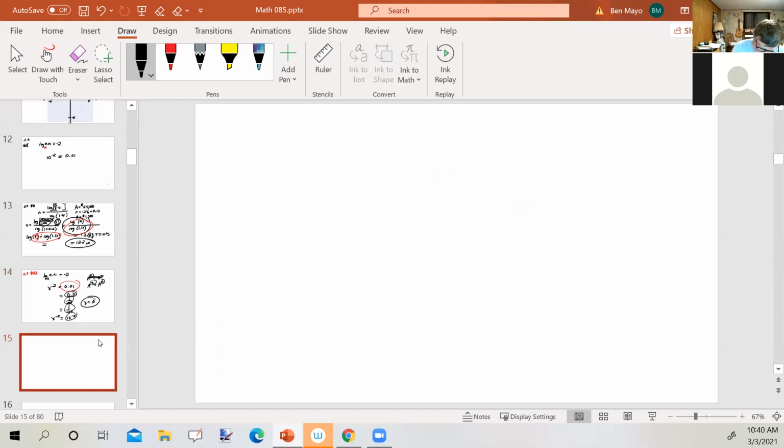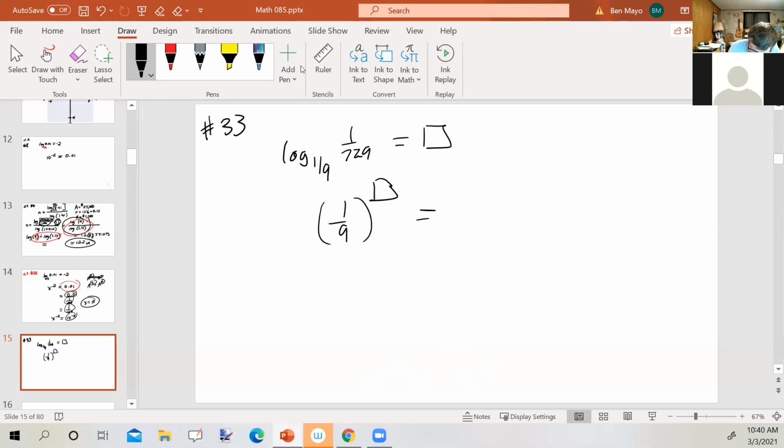Okay, we're going to go on then. This is also in 11.4. This is number 33. It says evaluate the logarithmic expression. Log base 1/9 of 1 over 729. So I'm supposed to evaluate this expression. Well, I'm going to say that it's equal to some unknown box. Okay. So if I were to rewrite this as an exponential equation, I'd have 1/9 raised to the box power equals 1 over 729.